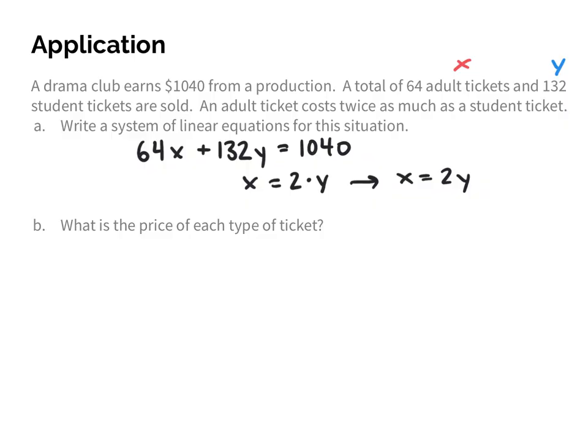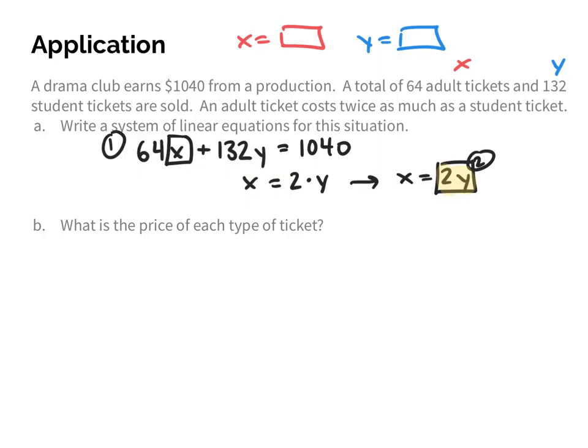But now, how do I solve this? Okay, so my first equation, I should say, equation number 1 is 64x plus 132y equals 1040. This would be my second equation. Now, again, what I'm looking for is, do I have an equation that says x equals some expression or y equals some expression? I most certainly do. I have the equation here that x equals 2y. So at this point, I'm going to take the 2y, that chunk that x is equal to. And just like we did in the previous problems, I'm going to take that expression and plug that into the first one where I see x.